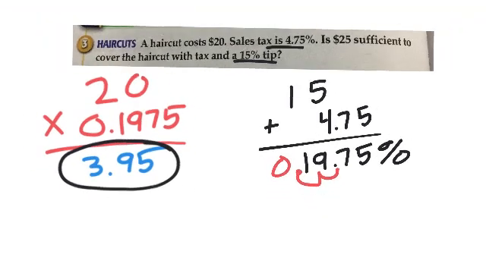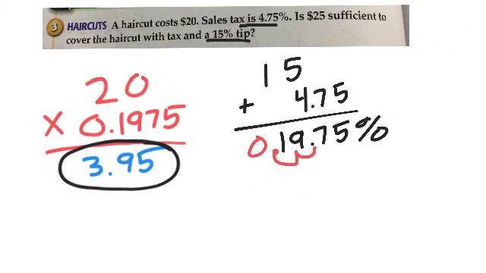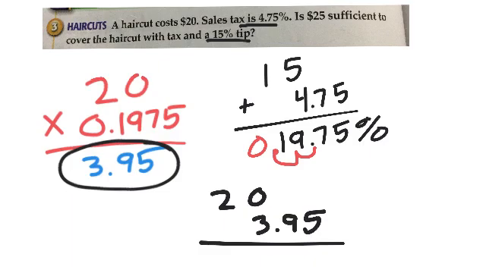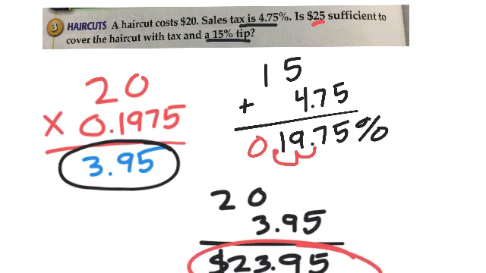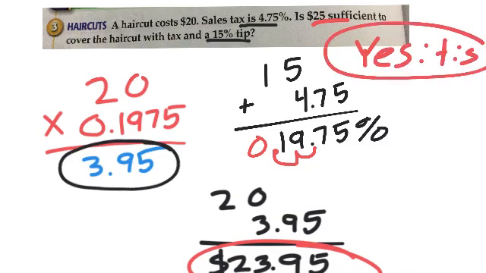So how much is my haircut going to cost me in total then? Well, I'm paying $20 for the haircut plus $3.95 for tip and tax, which gives $23.95. So back to the original question. Is $25 enough to cover everything I want to do with this haircut? Yes. It is enough money. So is $25 sufficient? Yes, it is. It's only going to really cost me $23.95.